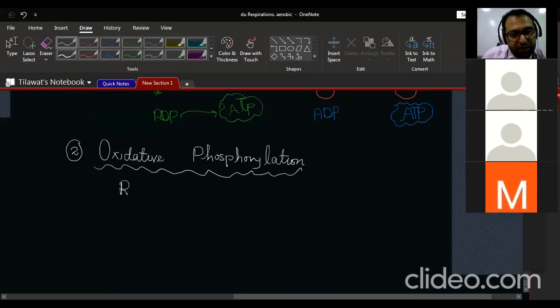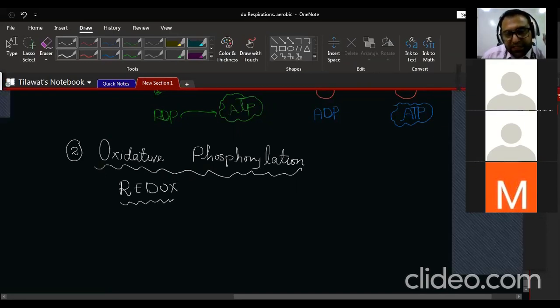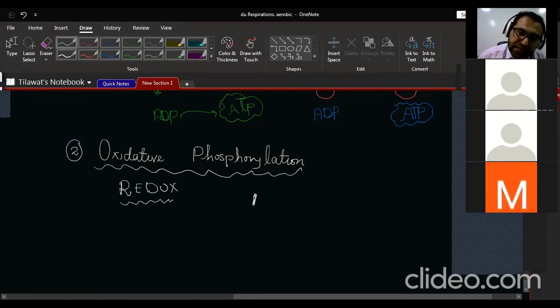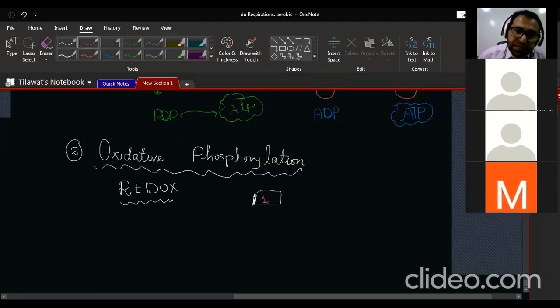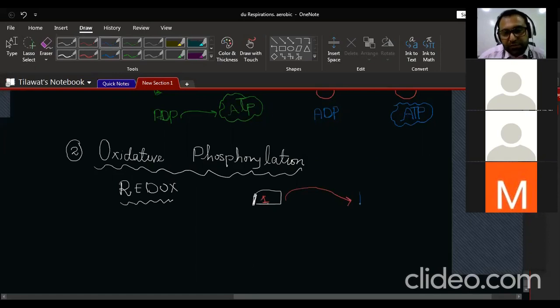Redox reaction is a chemistry term. Redox means when one molecule is reduced, another will be oxidized. But let me do it in detail. You can see here oxidative phosphorylation. For example, this is one intermediate, one molecule, one substrate. And what is happening when this substrate is converting into substrate two? At that time, what will happen?